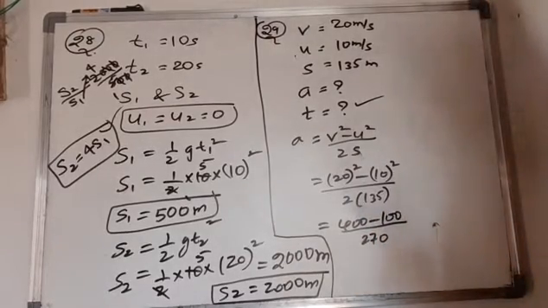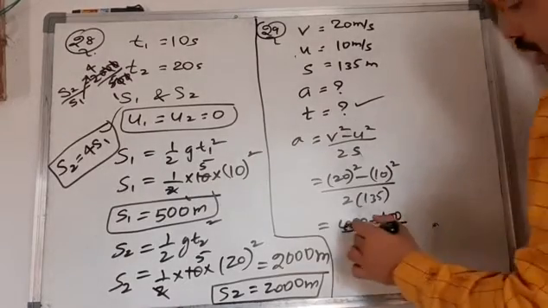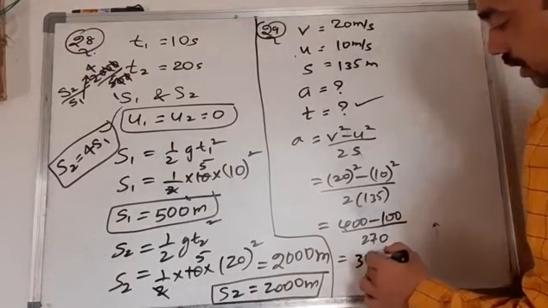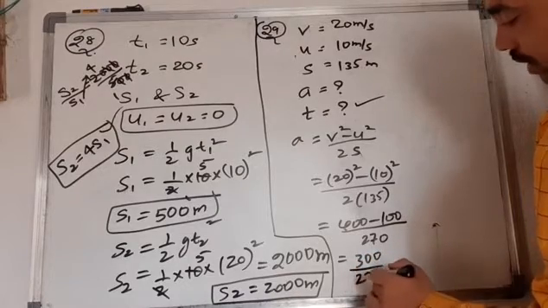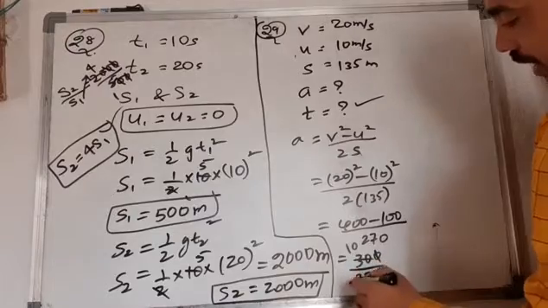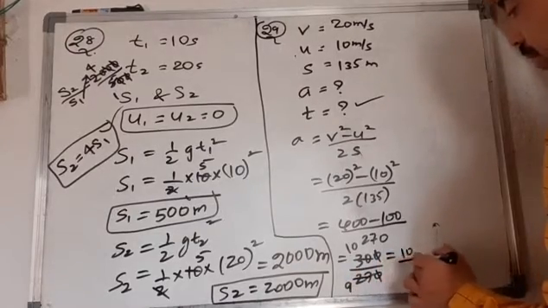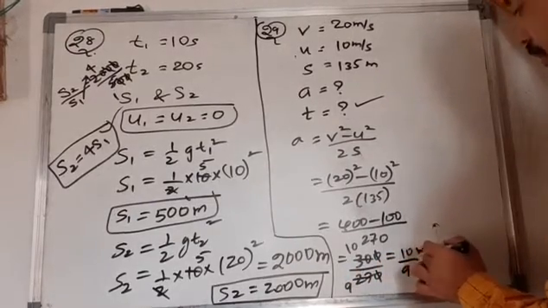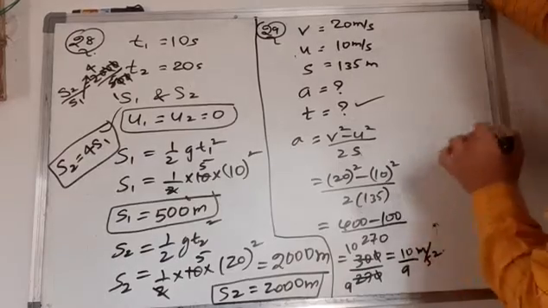Okay. So how much will you get? This is 300 by 270. 0 cancels, 3 10s are 30, 3 9s are 27. So you will get 10 by 9 meter per second square. This is the acceleration you got.